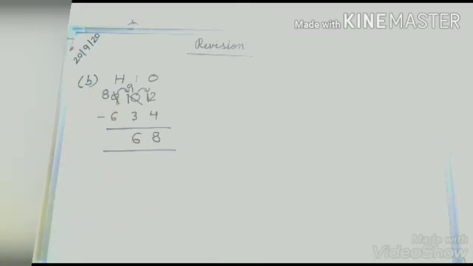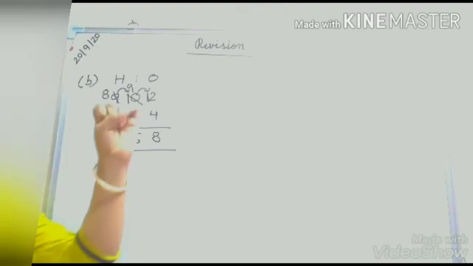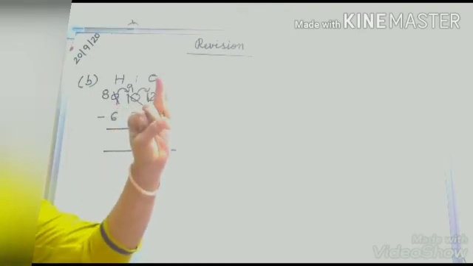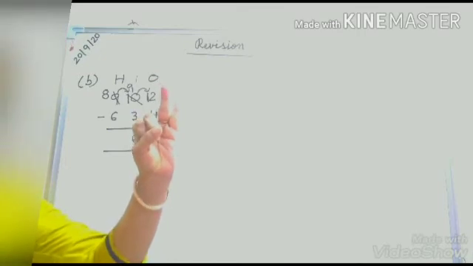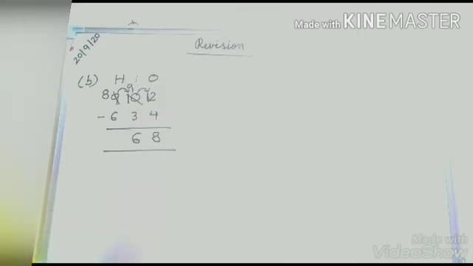Now come to the hundreds place digit. Here the lower one is 6. So we start counting after 6 and we go up to 8. So start counting after 6. That is 7, 8. How many fingers we have taken out? That is 1, 2. So we will write here 2.